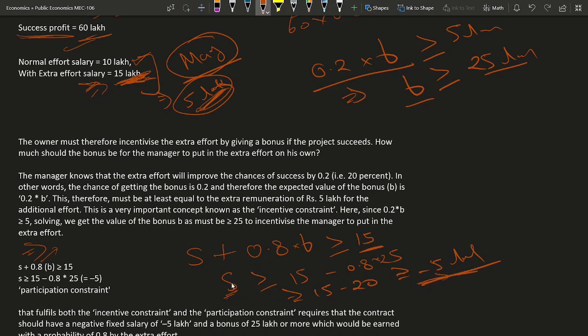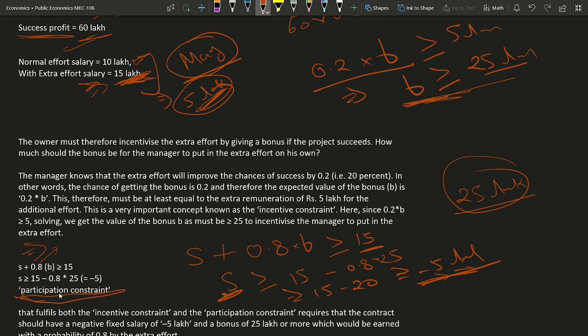That means the manager will give this money to the owner at the start of the business, and then there will be an incentive of 25 lakh when the business succeeds. Then he will receive 25 lakh. This bonus was the incentive constraint, and this fixed salary, the starting salary, was the participation constraint.